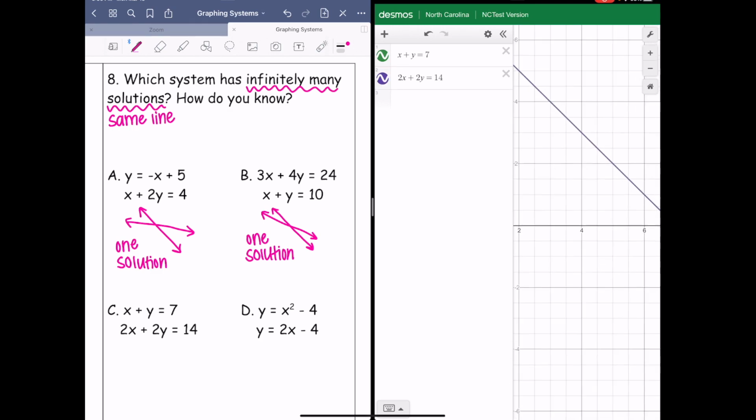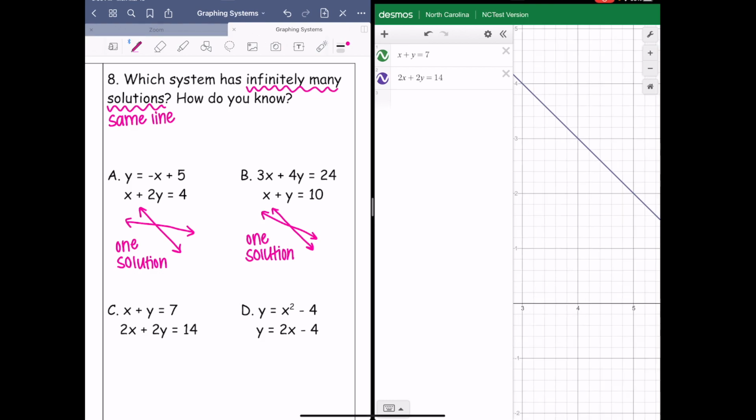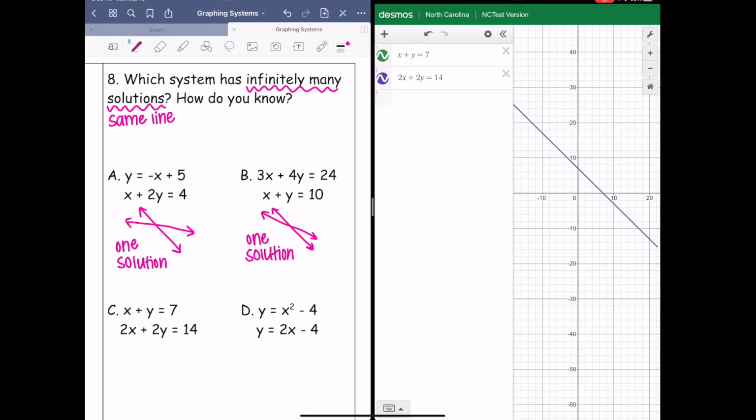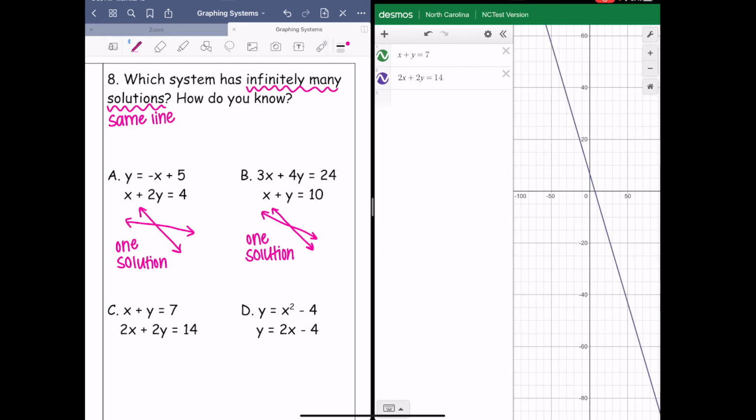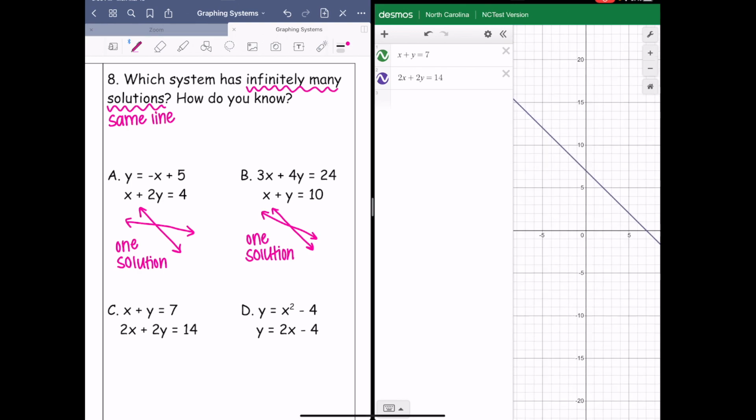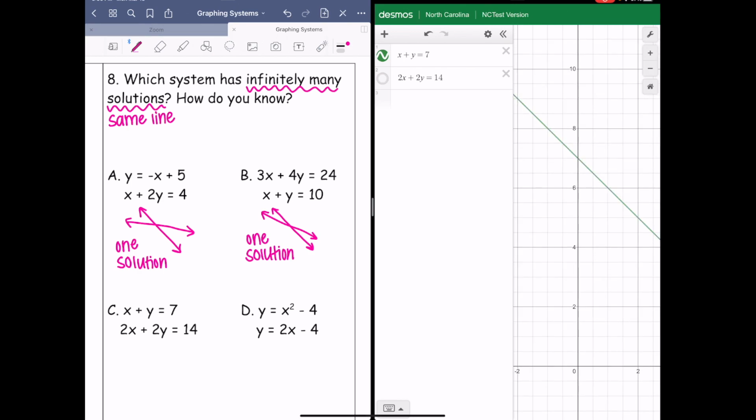So what I'm going to do is zoom in really far to make sure that they're not two separate lines that are just really close. We want to make sure that they are two lines that are the exact same. So when I turn off the purple line, it is directly on top of the green line. Okay, so since these two are the same line, they have infinitely many solutions. So our answer is going to have to be C, but let's check on D and see what's going on there.